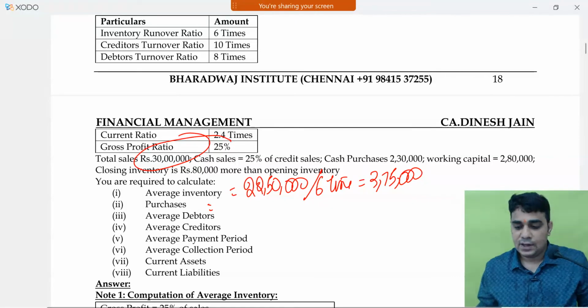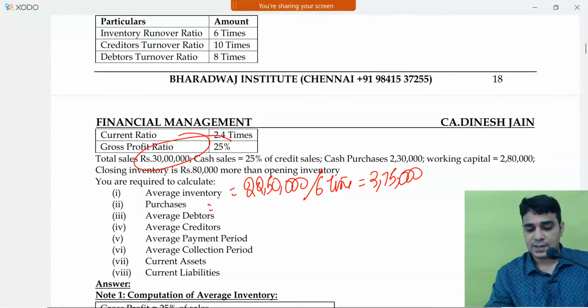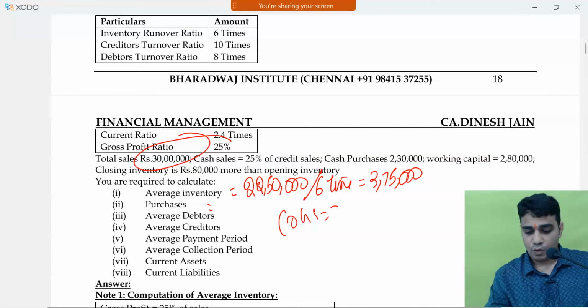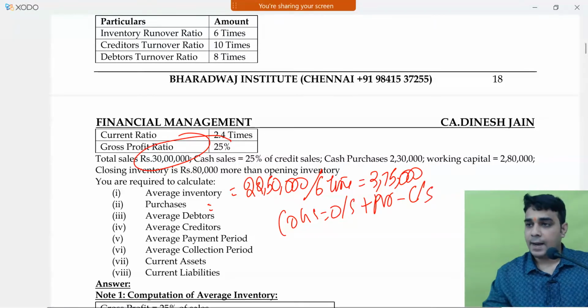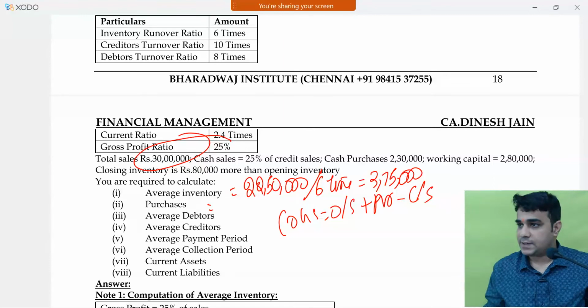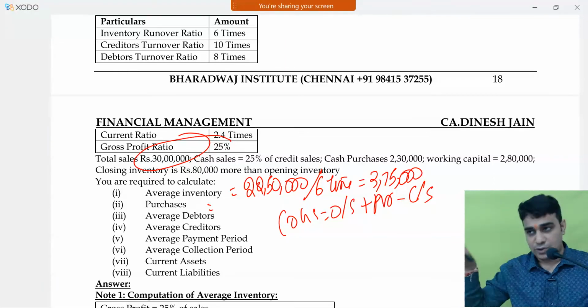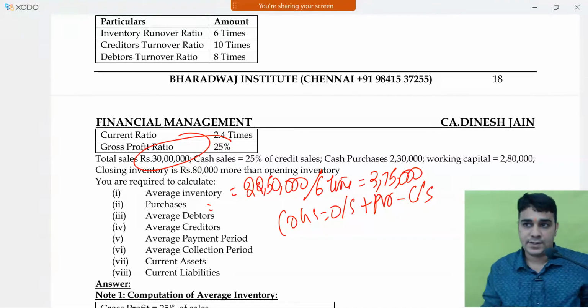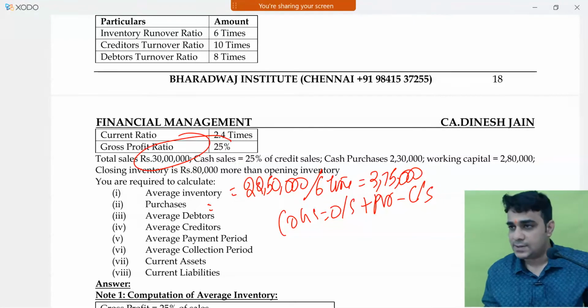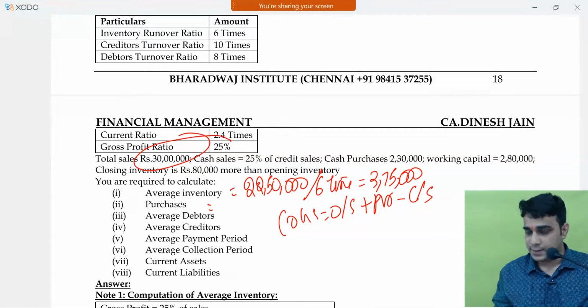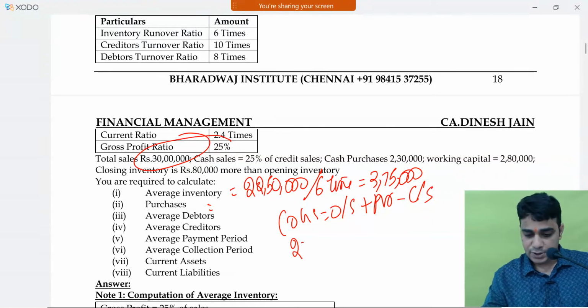Purchases: your COGS is nothing but opening stock plus purchase minus closing stock. COGS can also include other direct expenses like direct wages, but normally this is the formula if there are no wages and other things. Your COGS is 22 lakh 50.